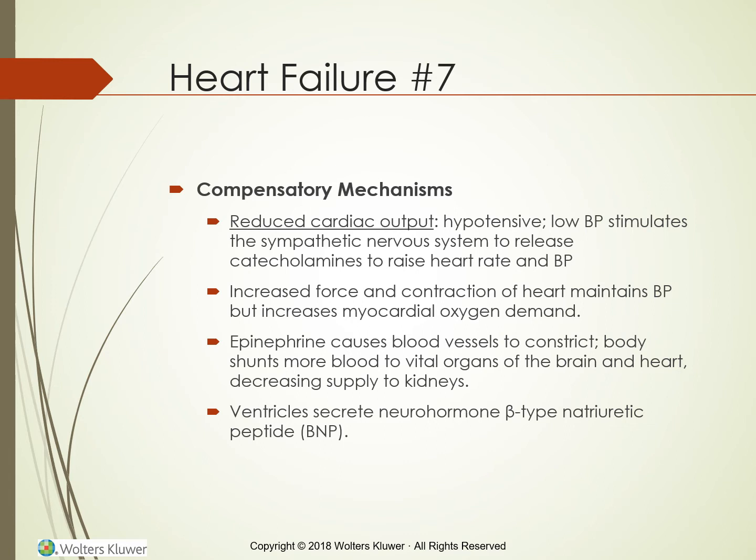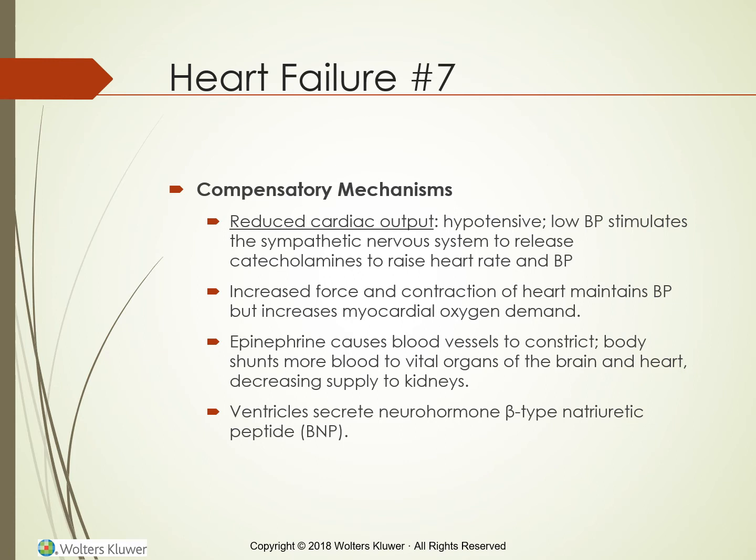As the sympathetic nervous system is stimulated, the body shunts more blood to the vital organs of the brain and heart, decreasing blood supply to the kidneys. The kidneys secrete renin in response to decreased blood flow, which initiates the renin-angiotensin-aldosterone system, RAAS. Renin activates angiotensin. Angiotensin causes vasoconstriction and increases blood pressure. Angiotensin also stimulates the adrenal gland to secrete aldosterone, a hormone that causes retention of sodium and water to increase blood pressure by increasing the amount of blood returning to the heart.